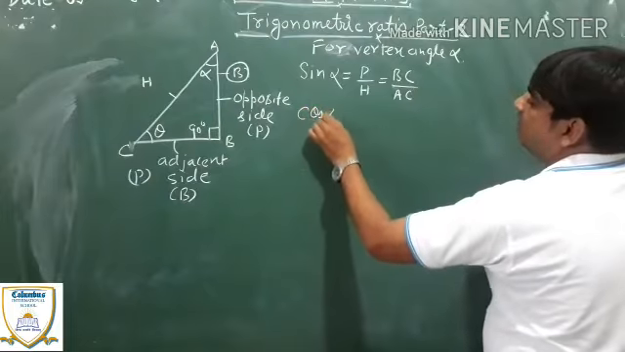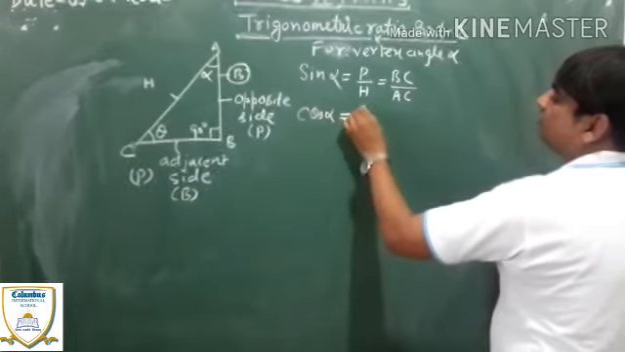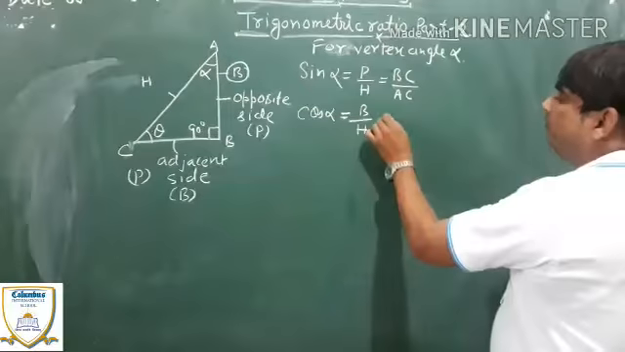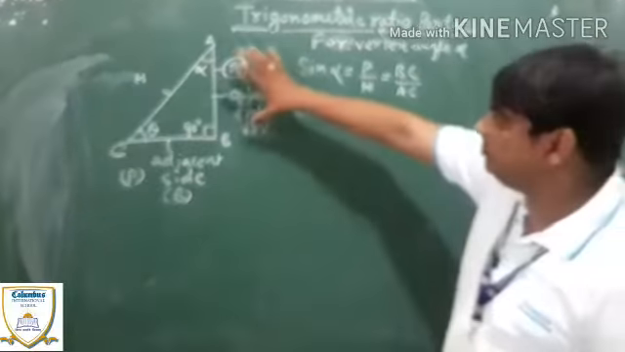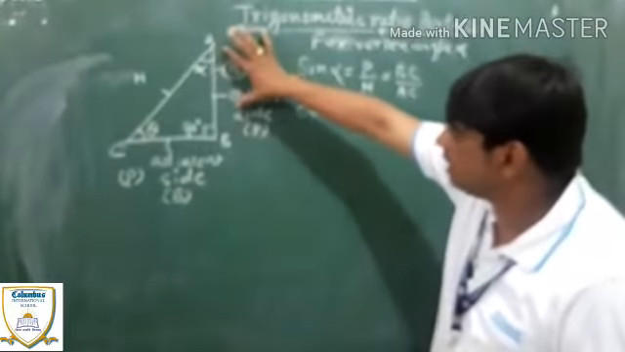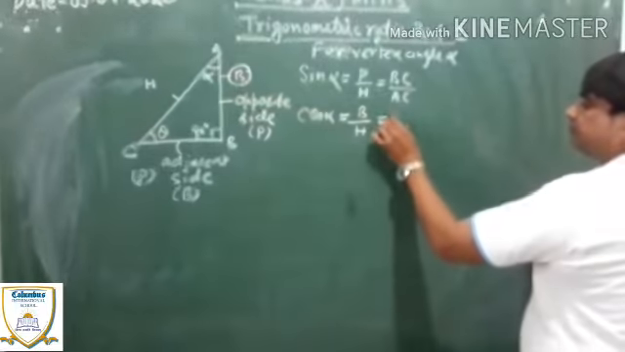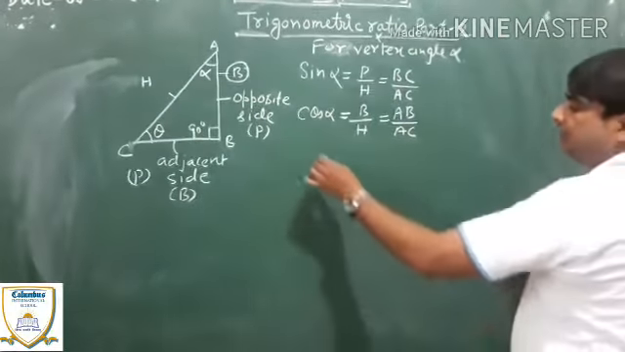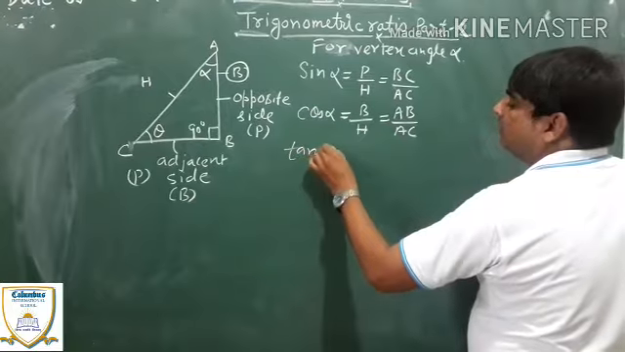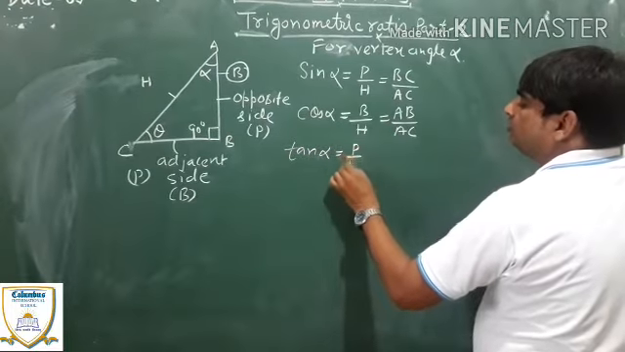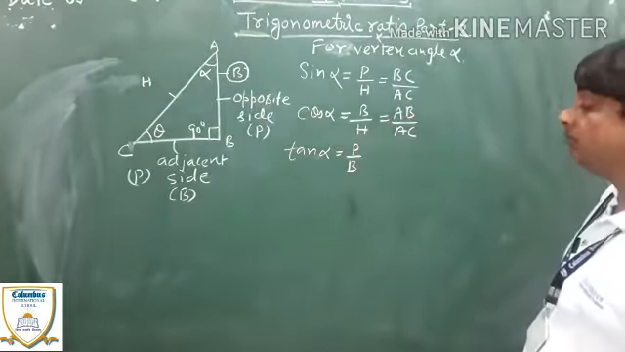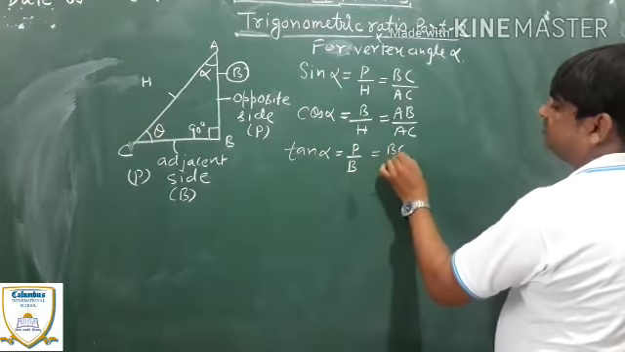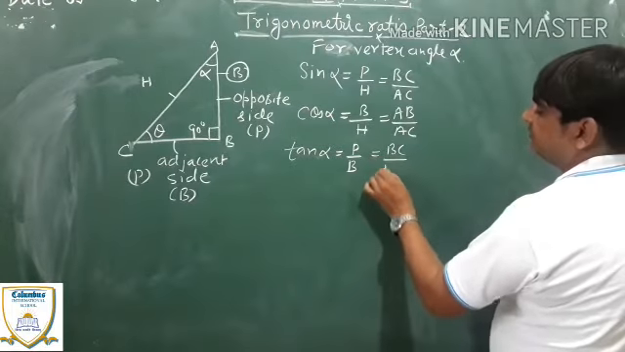What is the cos alpha? Cos alpha is equal to base upon hypotenuse. Base is what, student? Base is this for this angle alpha, AB upon AC. And tan alpha is equal to perpendicular by base. What is the perpendicular? Perpendicular is BC and base is AB.